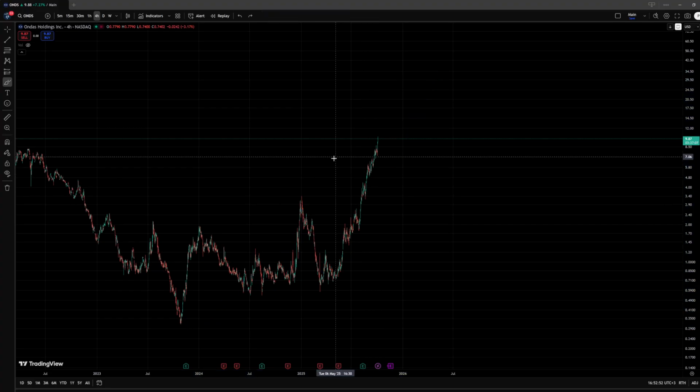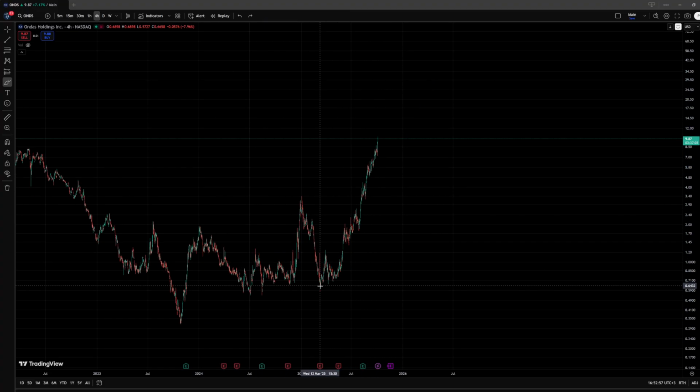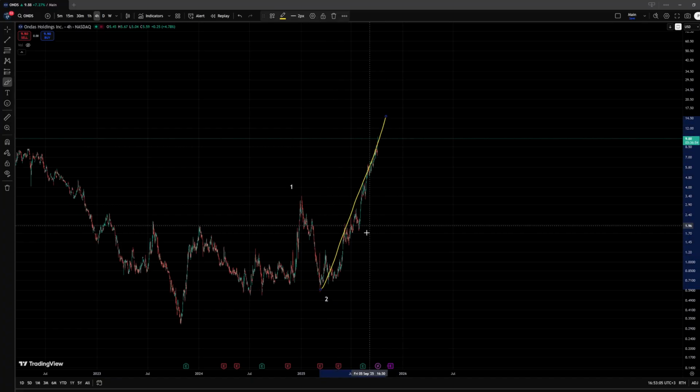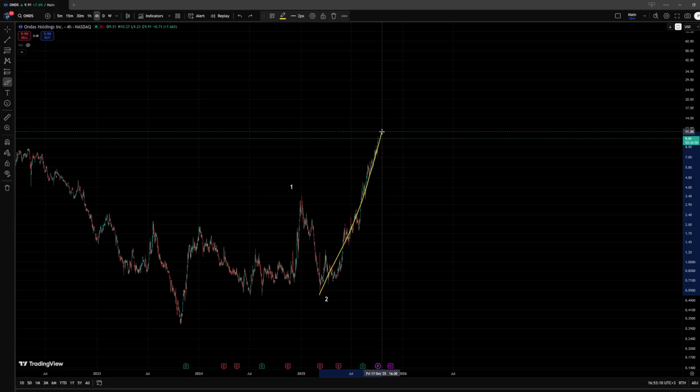Now, since I am tracking an ABC structure within these waves, if we have a wave 1 top here and a wave 2 bottom here, I would expect this movement to either end shortly or this to be an A wave to the upside.